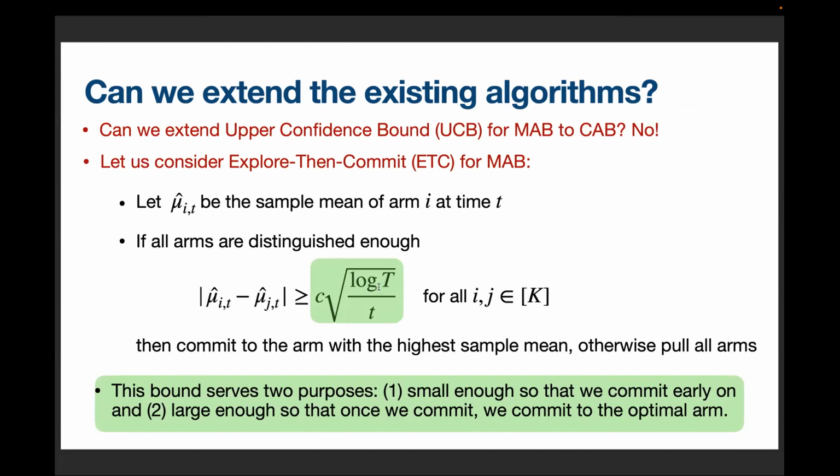It has to be small enough so that we commit early on, so we're not incurring a lot of regrets. And it has to be large enough so that once we commit, we commit to the optimal arm. So once we figure out that these arms are distinguished enough, we're going to commit to the one with the highest sample mean. So that's the very simple logic of this explore-then-commit algorithm.